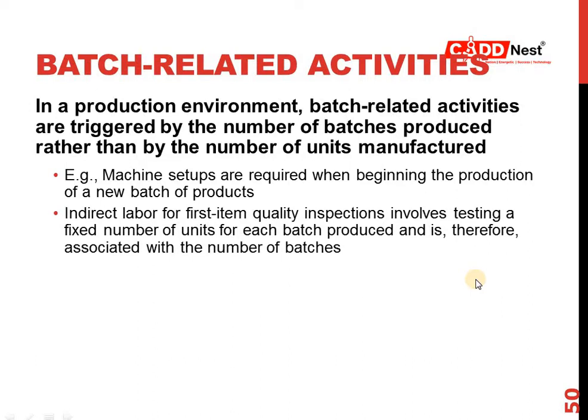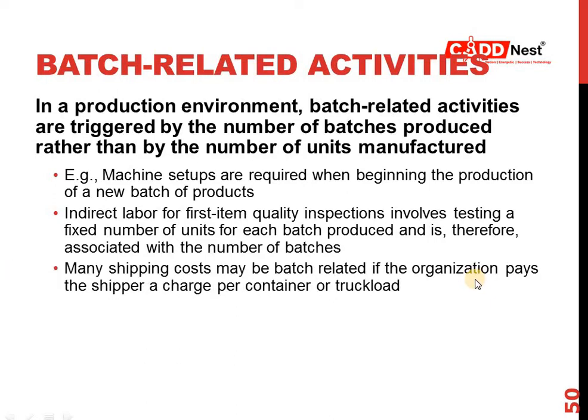Indirect labor for first item quality inspection involves testing a fixed number of units for each batch produced and is therefore associated with the number of batches. So in each batch we are going to test a product or a unit. So this is also one of the batch related activities. Then many shipment costs may be batch related if the organization pays the shipper a charge per container or truckload. So if you are doing shipment, every container is a batch, so it is also a batch related activity.